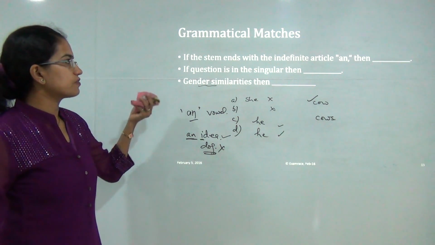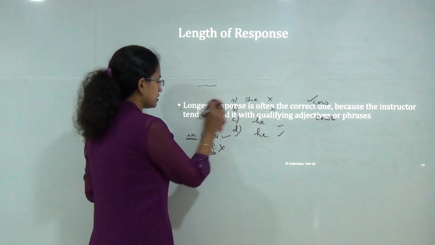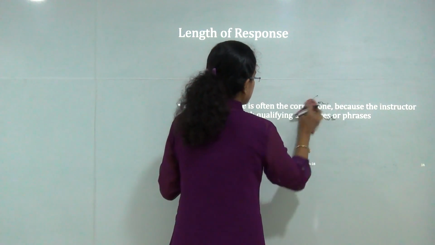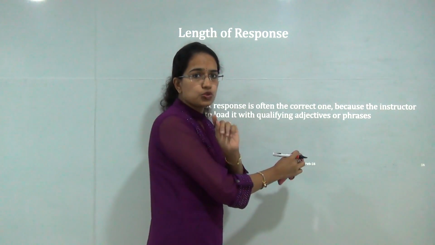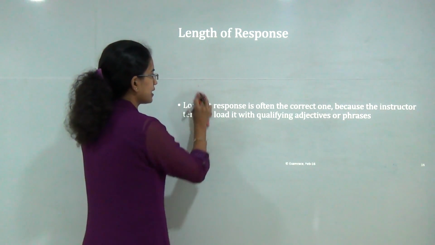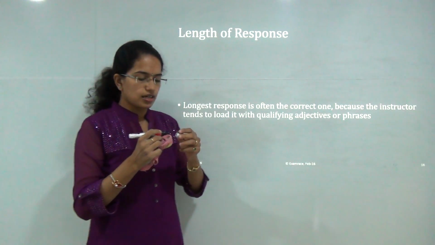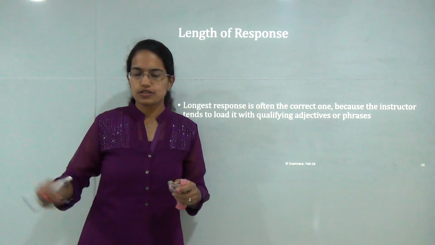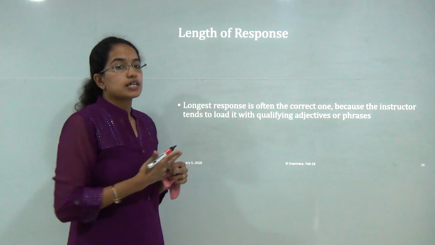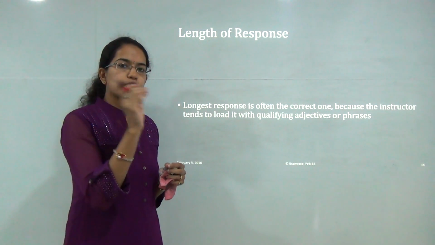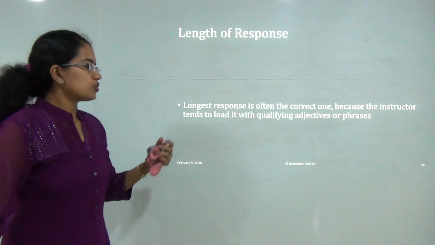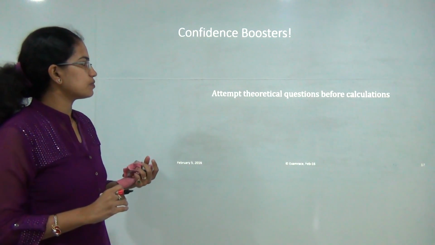So these are some kind of grammatical matches that you can consider. Now again, length of response is important. Usually, lengthier responses are correct. This is just usually. Make sure to understand the question before you solve. It's not that I'm mentioning lengthier responses are usually correct, so all the lengthier responses you mark out to be correct. It's usually that lengthier responses are correct because an examiner tries to put in a lot of information to support the question. So that's how we understand the length of response.